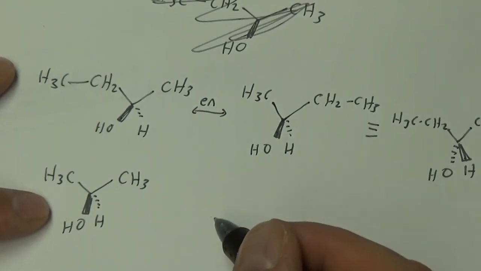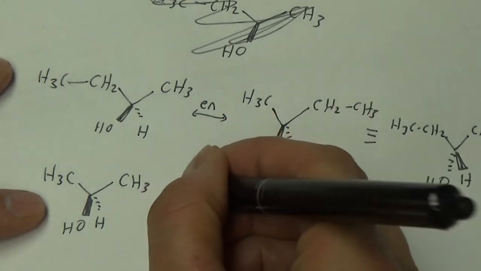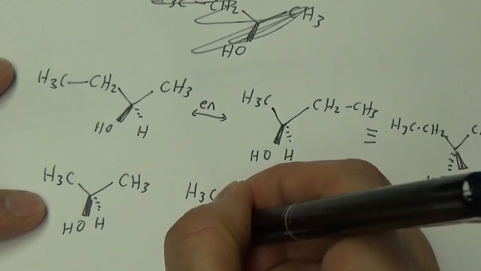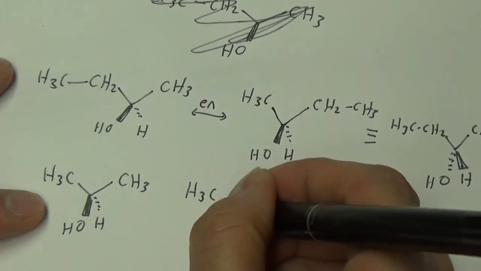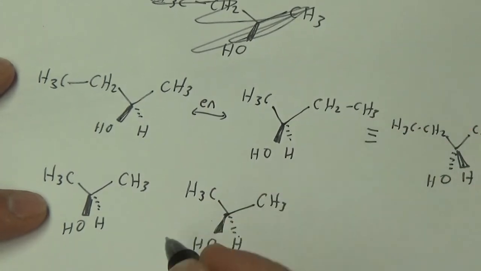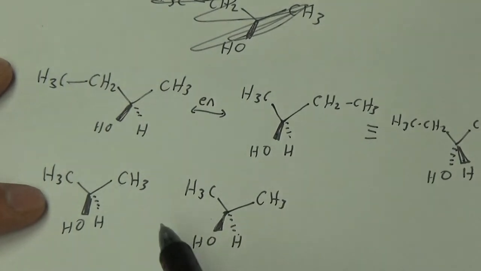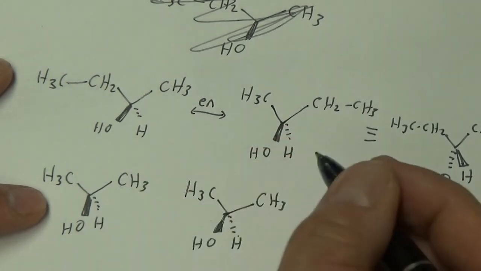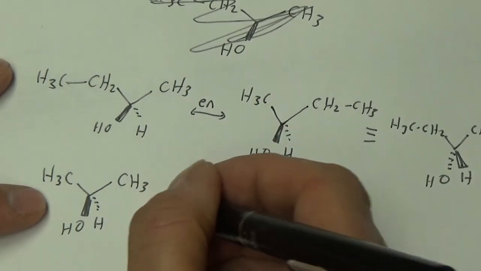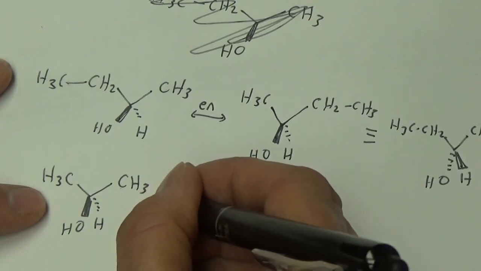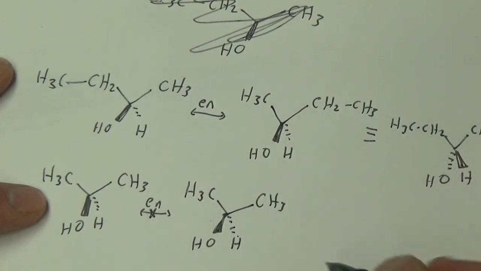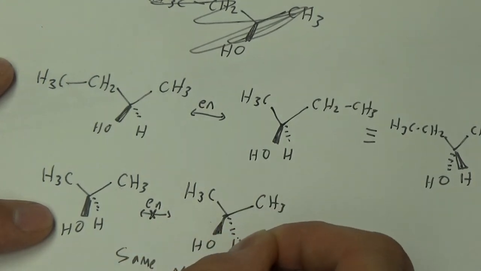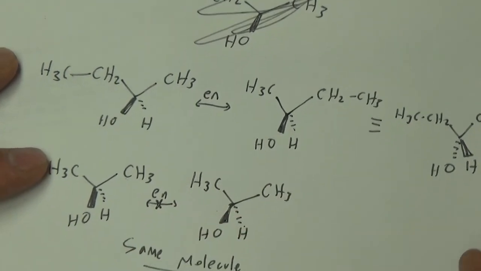And if I draw the mirror image of it, are those different molecules or the same? Just the same molecule, right? So these are not enantiomers. If I write EN, I put an X, those are not enantiomers. Those are the same molecule, because it doesn't have the requirement of chirality.